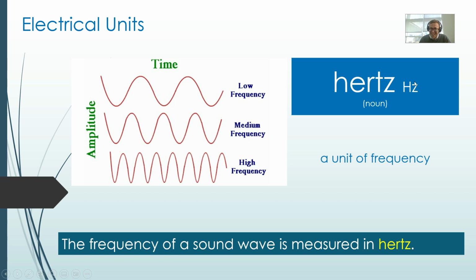Now for hertz, it's exactly the same pronunciation as hurts, like for pain, but the spelling is very different because it's not an English word, it's a German word. So it's H-E-R-T-Z. So it's a difficult spelling. And the symbol is capital H and small z if you wanted to write this.